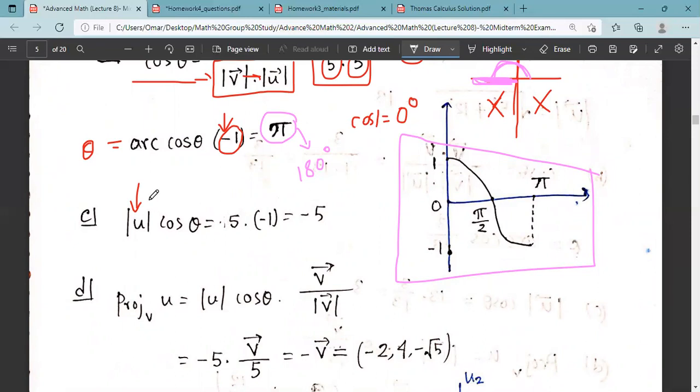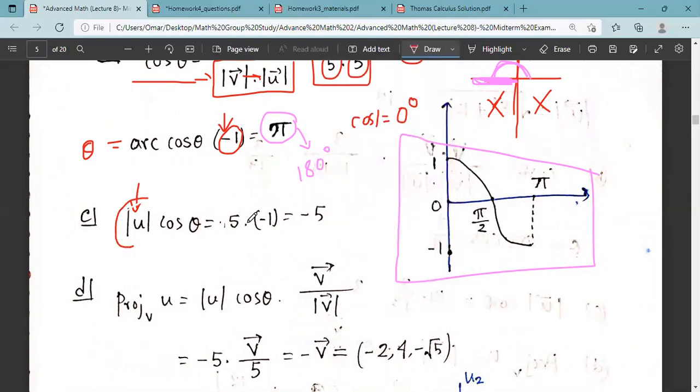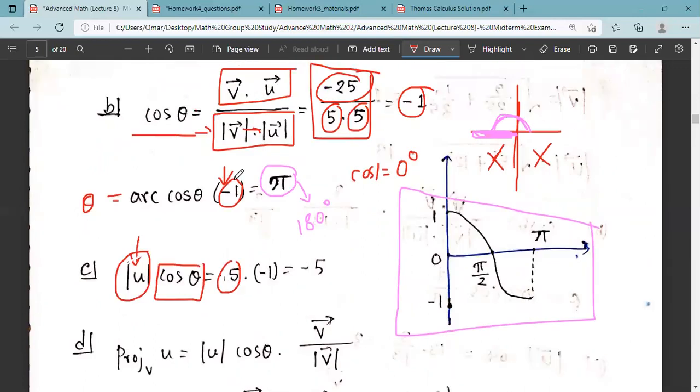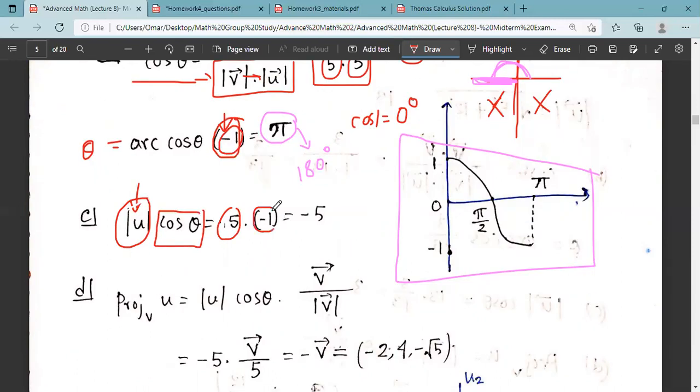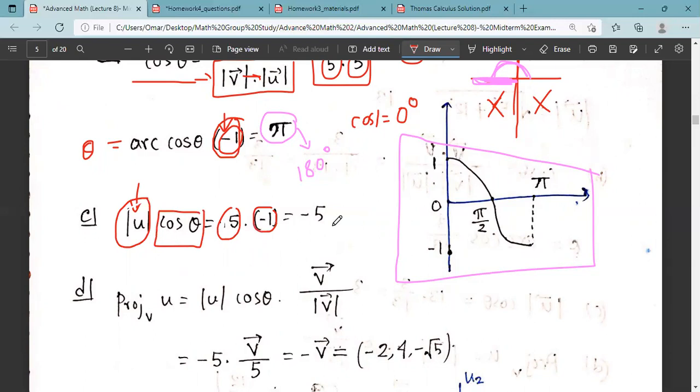So norm of u is 5, and cos theta, we already found, was minus 1. That's why I have written here minus 1. So the answer is minus 5.